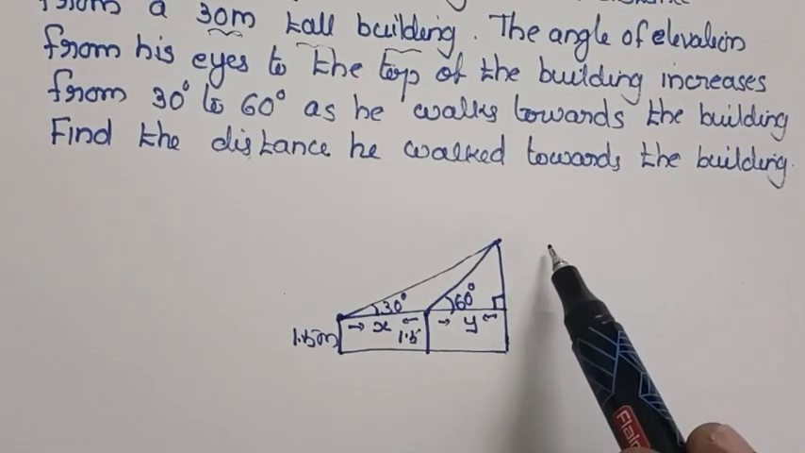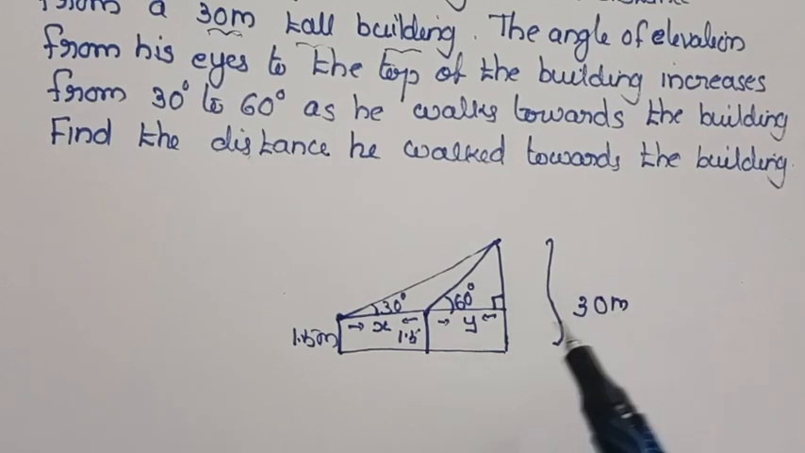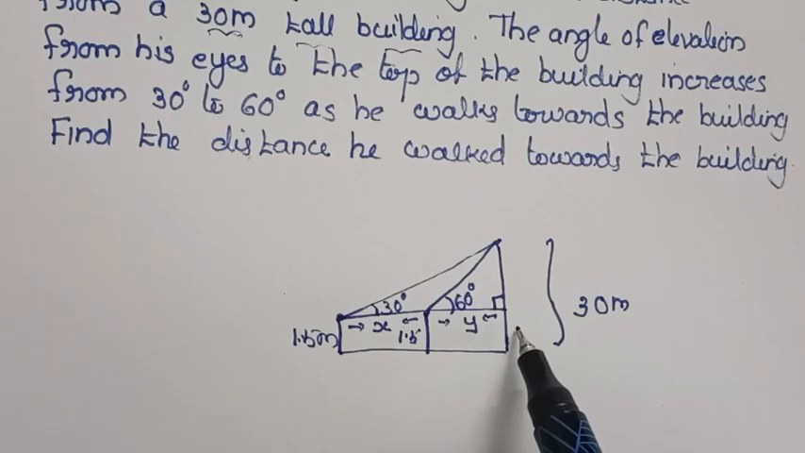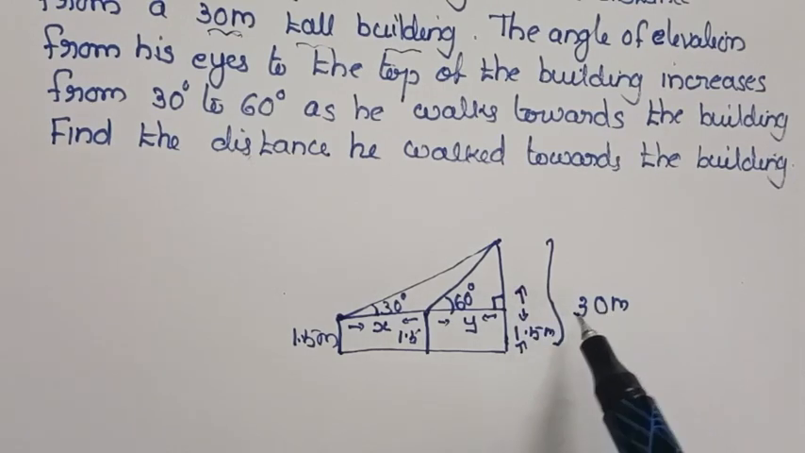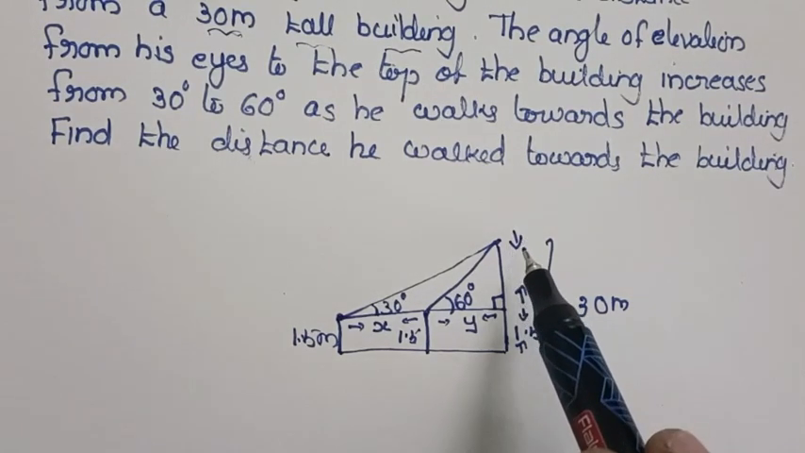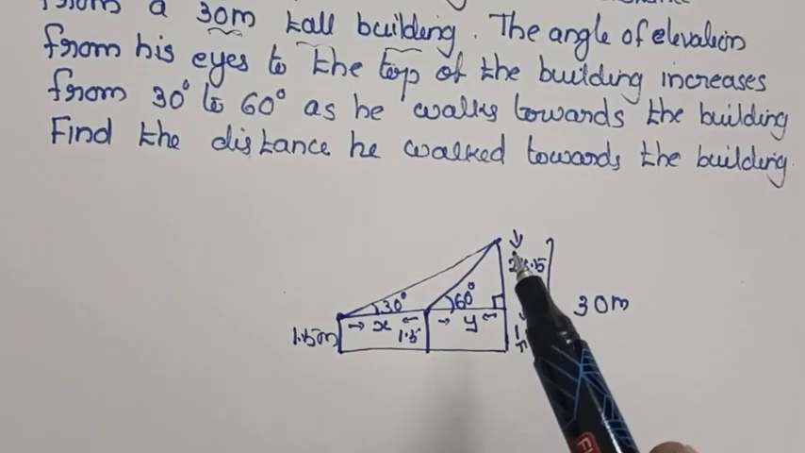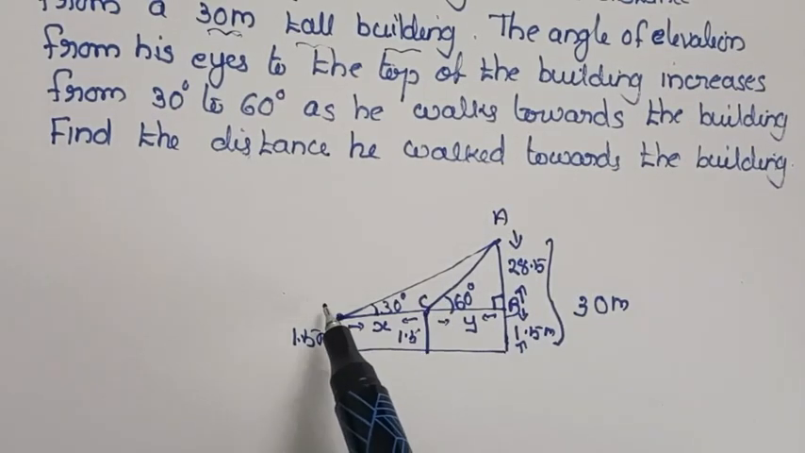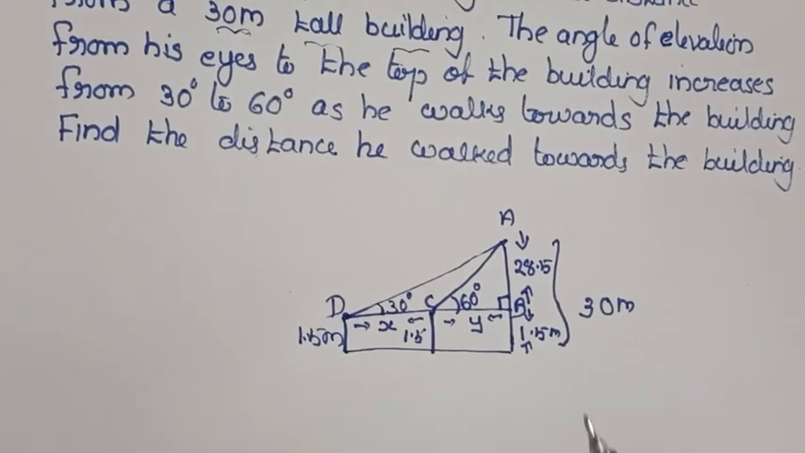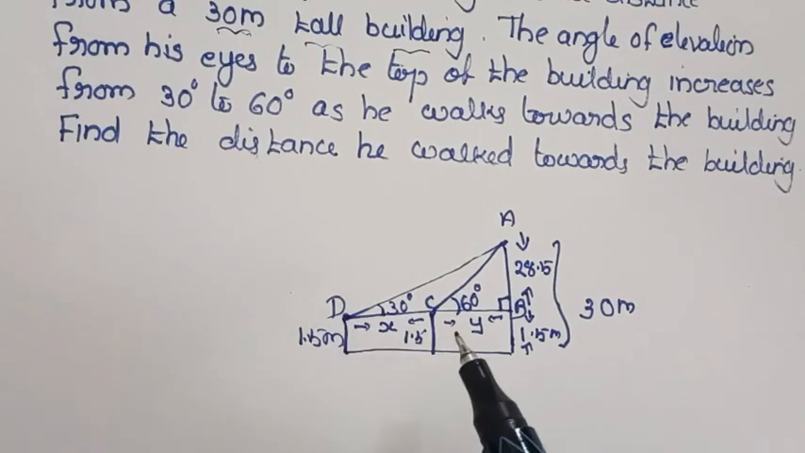The height of the building is given as 30 meters. The height of the boy is 1.5 meters. The remaining height is 30 minus 1.5, which is 28.5 meters. Take the triangles as A, B, C, D. Right triangle ABC and right triangle ABD. Two right triangles are there.